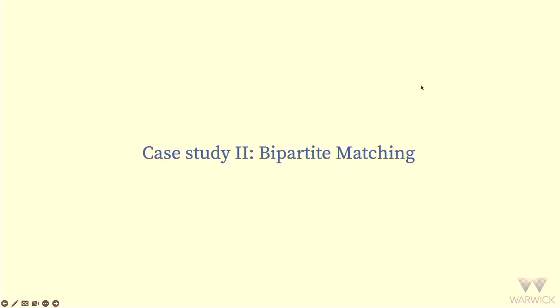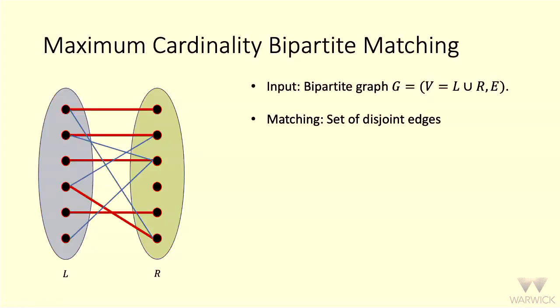I'll talk a little bit about matching now, and especially bipartite matching. The problem of bipartite matching is very well known, right? You have a bipartite graph as an input, and a matching is just a set of disjoint edges.